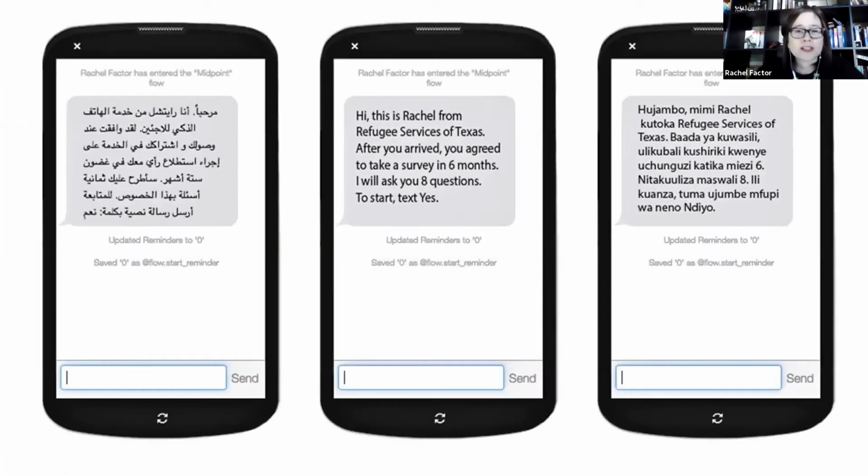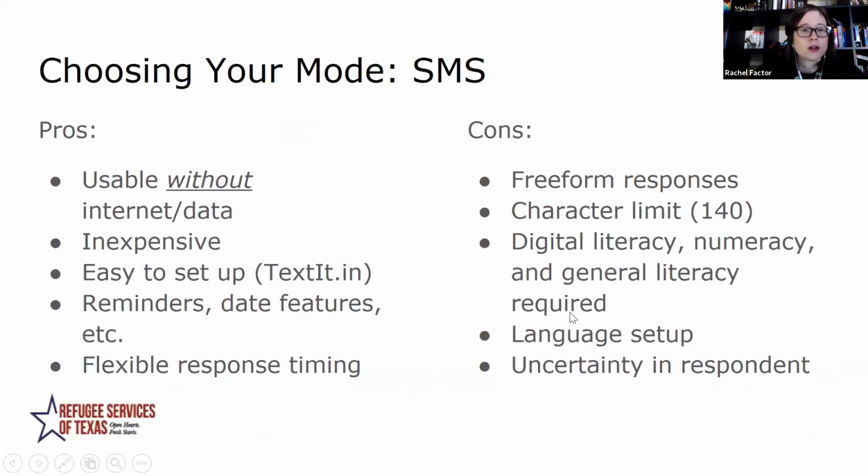So as I mentioned, we're focusing on SMS today, or text message-based surveys. And we did conduct a couple different SMS surveys in our work during the Refugee Mobile Project. And so you'll see we translated into Arabic here. This is our English version and our Swahili version here. So SMS, I think, was a really great mode to use. So here are a couple thoughts from my project about the pros and the cons of using SMS.